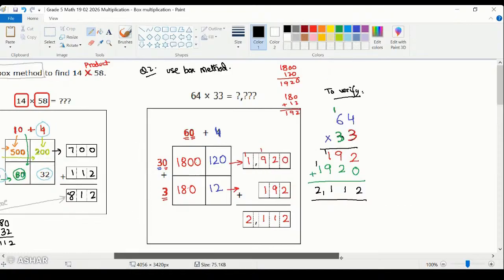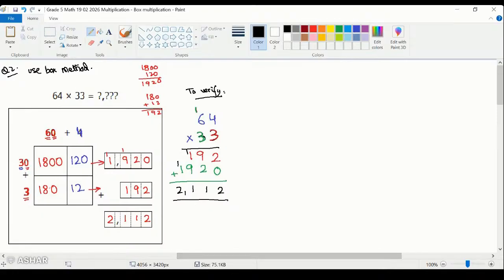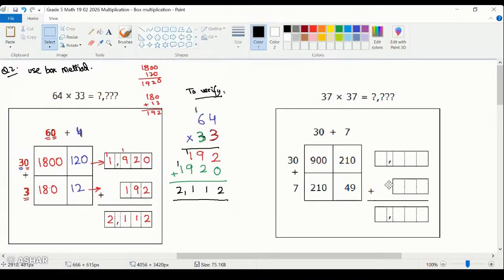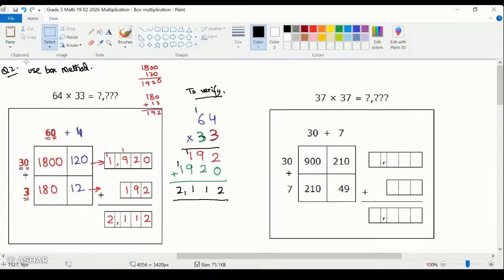Okay, let's do the box part again. Let's try a different question and see how we can do the box method. For the next question, in question number 3, they're asking us to multiply 37 by 37 using a box method. Some of the information is given to us. I'll remove this information, right?